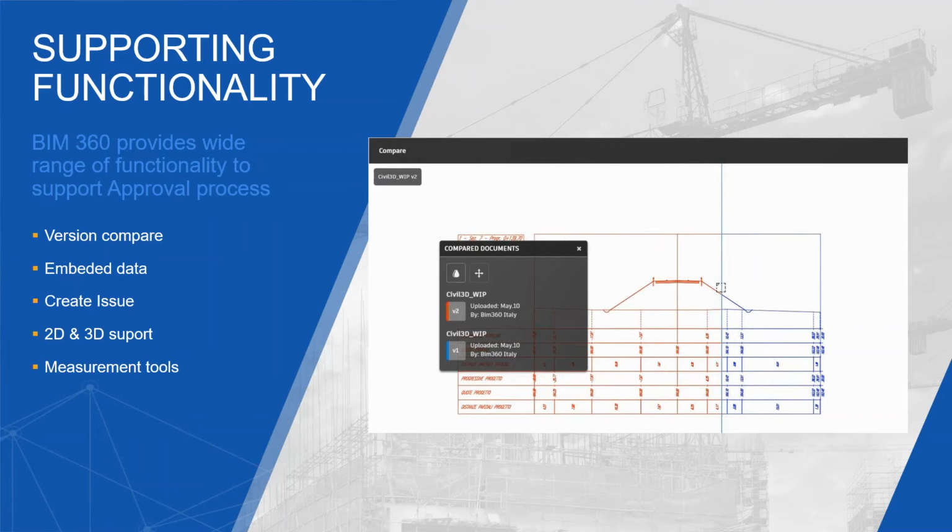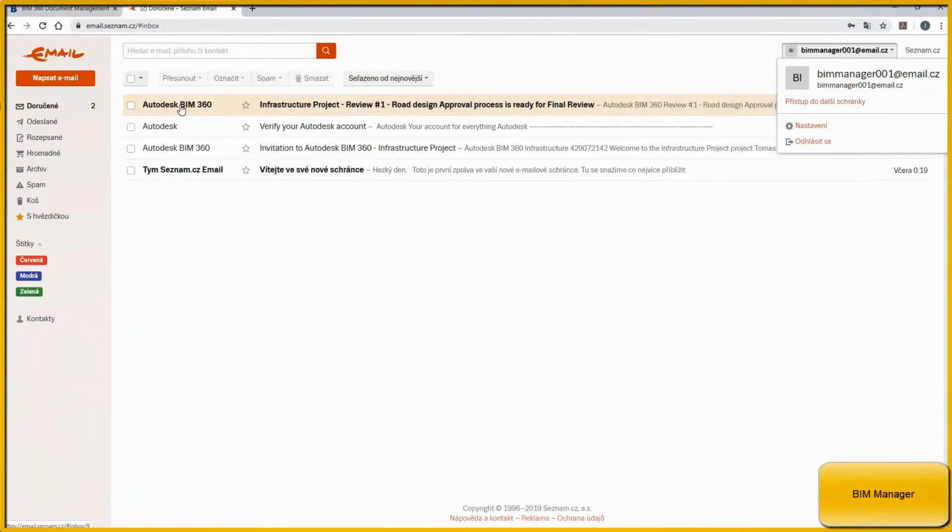If there are several versions, he can compare them with BIM 360. He can check embedded data. Basically, he can check all properties which are attached to the objects. So he can view it in 2D, 3D, he can measure, and so on and so forth.